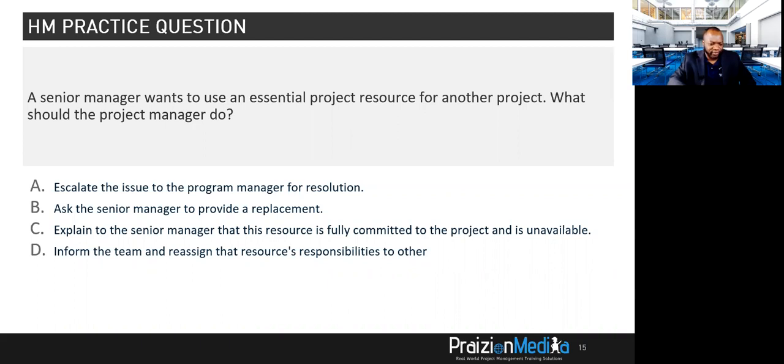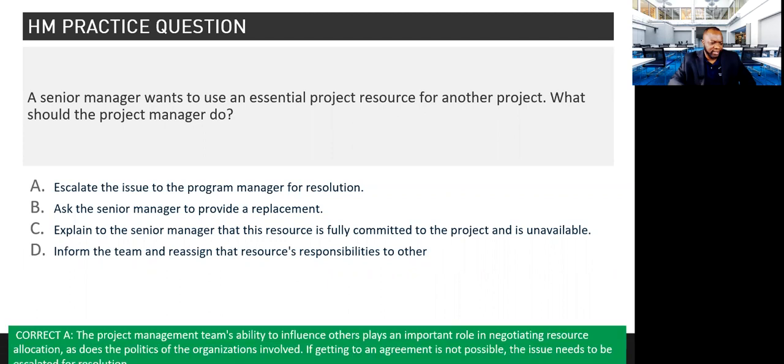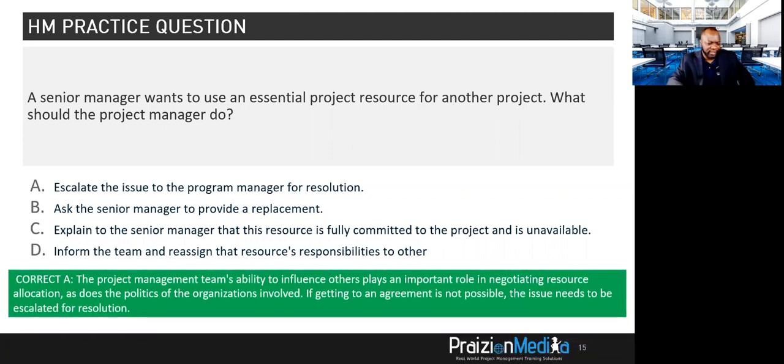The answer to this, my friends, is A. It is the project management team's ability to influence others plays an important role in negotiating resource allocation. That's just the politics of the organization. If getting to agreement is not possible, you need to escalate. So let's take a look at why some of them are not correct.